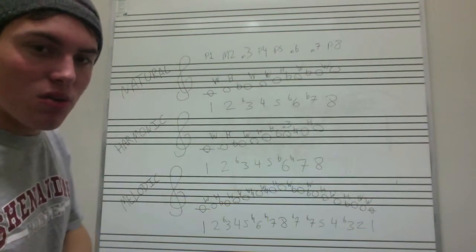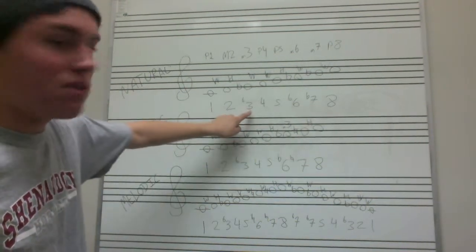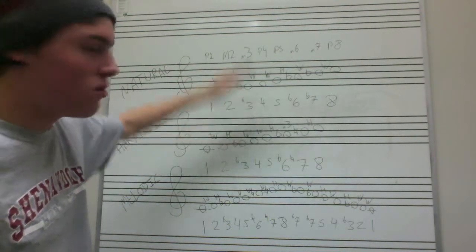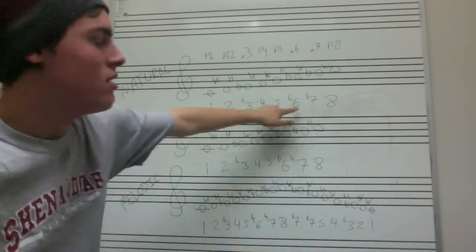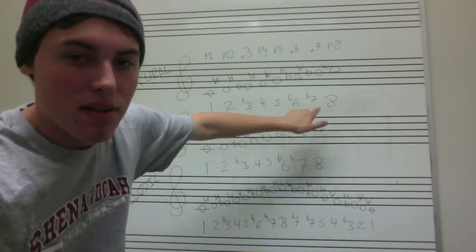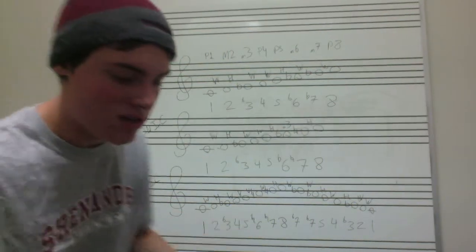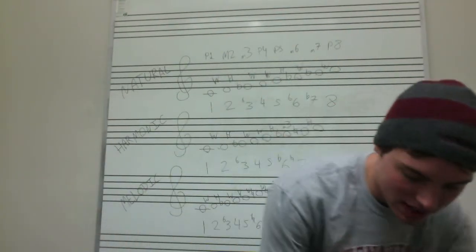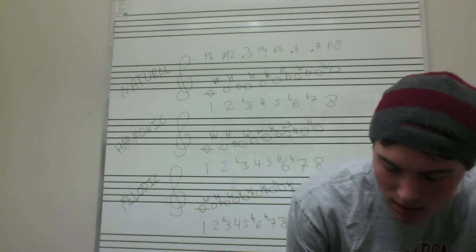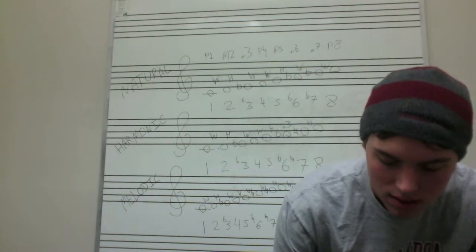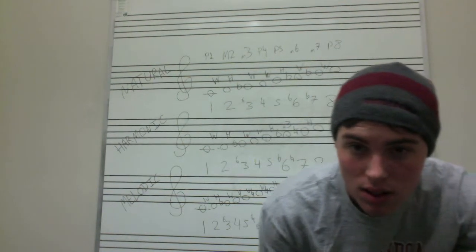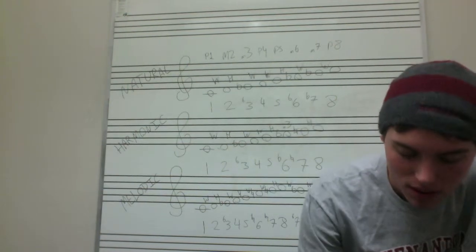In comparison to our major scale, we have to flat the 3rd note, so lower the 3rd note, the 6th note, and the 7th note. That would create, as you said, we know what our major scale sounds like. This would create something that sounds more like.